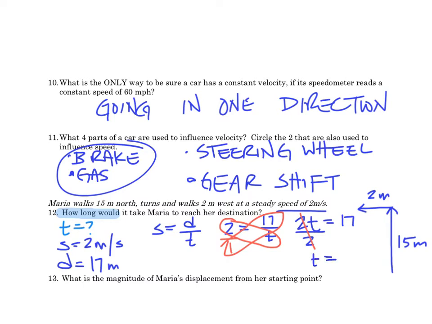So I have t by itself. Now whatever I do on one side, I've got to do to the other side. So if I divide by 2 on the left, I've got to divide by 2 on the right. And I get 17 divided by 2, which comes out to be 8.5. 8.5 seconds.